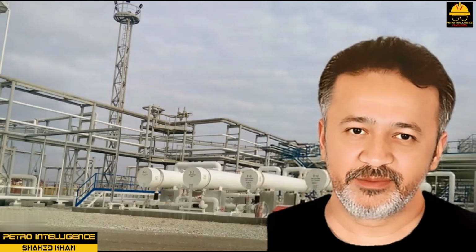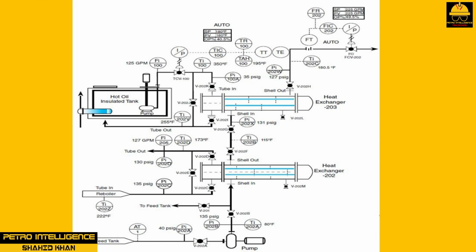Heat transfer system. Heat exchangers are commonly used to transfer heat energy between two separate flows. In this picture, two heat exchangers are shown that heat the feed before it enters a distillation column. Feed enters the shell side of the first exchanger at 80 degrees Fahrenheit or 26.66 degrees Celsius and exits the shell at 115 degrees Fahrenheit or 46.11 degrees Celsius.